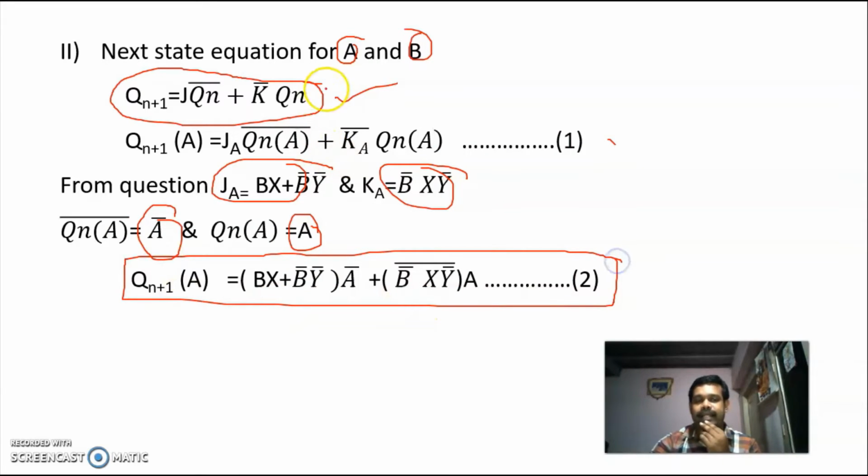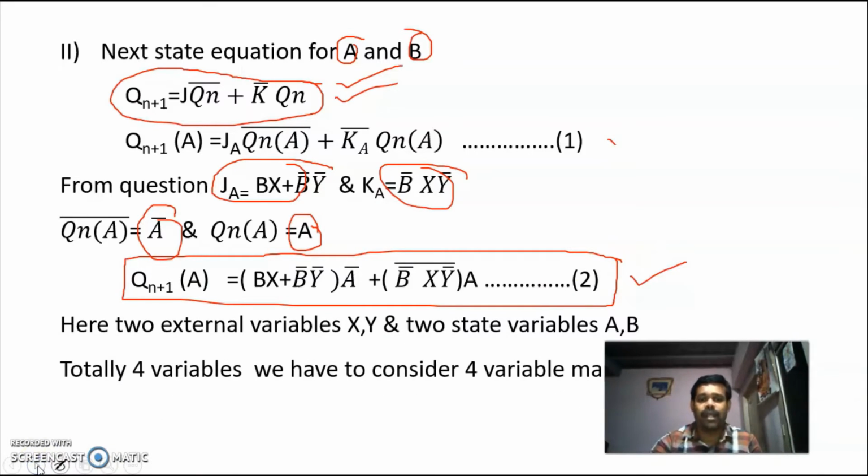So we will be getting equation 2. First we write the characteristic equation of the JK flip-flop. Here you have two flip-flops, A and B, so you put the suffix A, and write the values of J and K from the question, and you get equation number 2. Next, here you have two external variables X and Y and two state variables A and B.